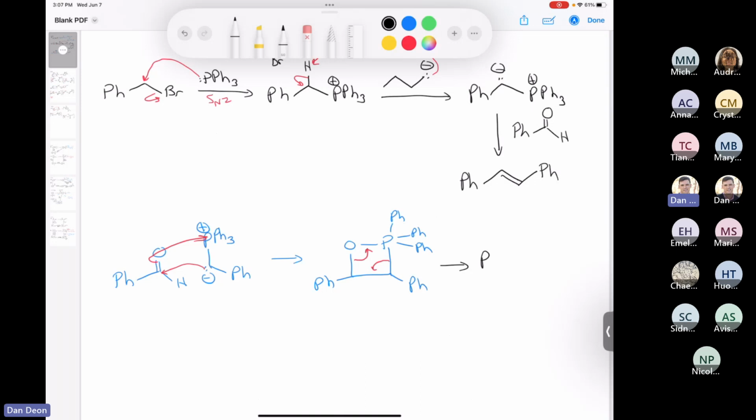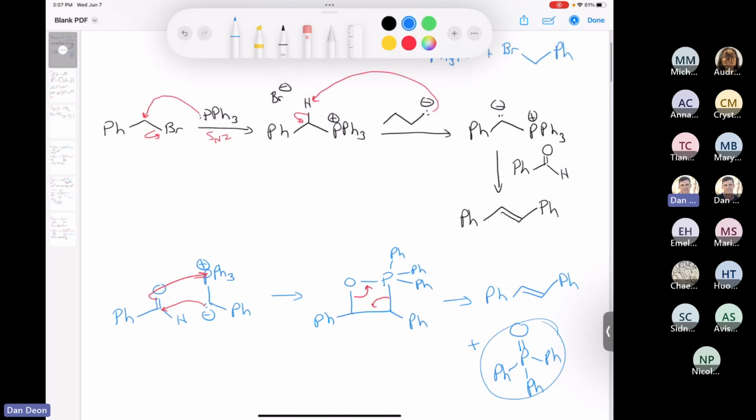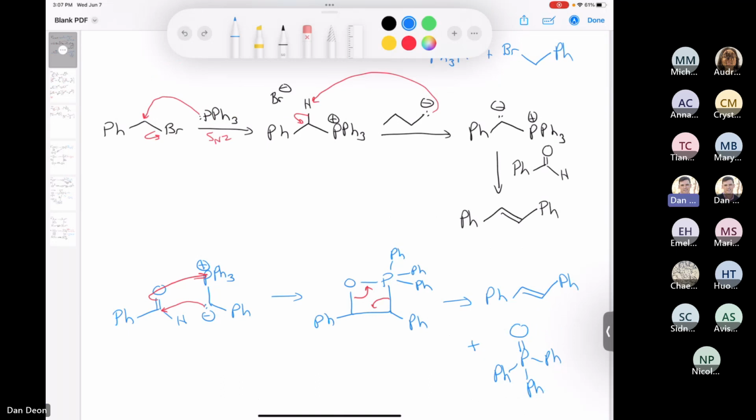That gives us, let me draw it in blue to be consistent here, our desired product, this compound, plus triphenylphosphine oxide. And I told you that this compound is extremely stable and it's the driving force of the reaction. So there's a little review of the Wittig mechanism. All right, there we go. So that covers our Wittig section.